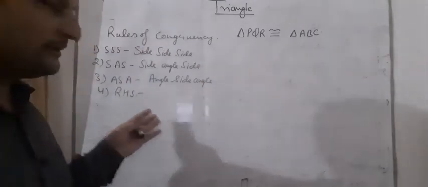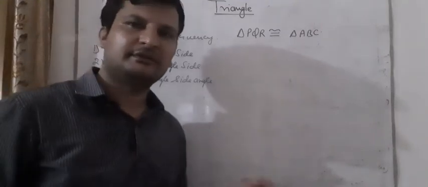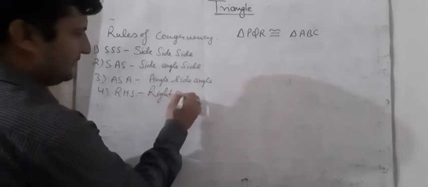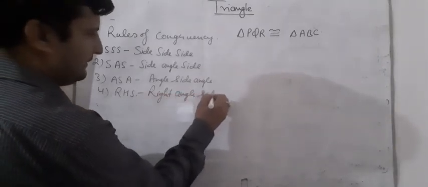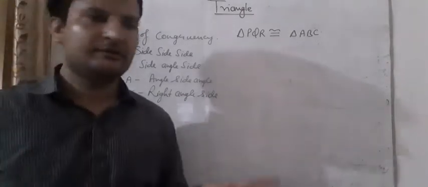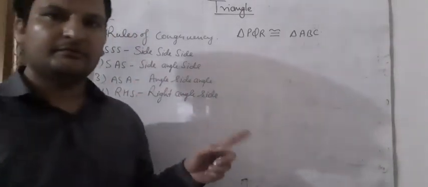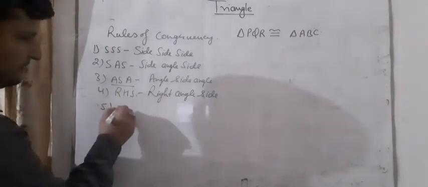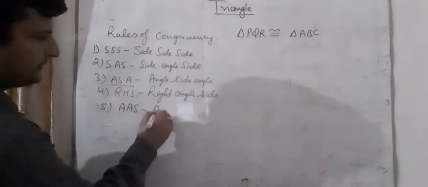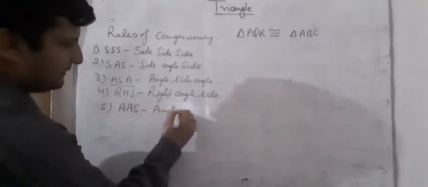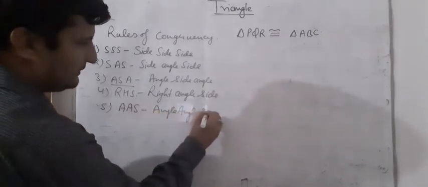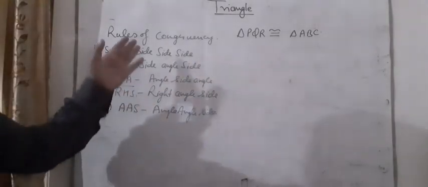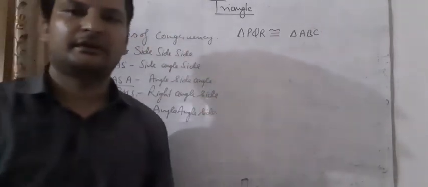Some students say that RHS means right hand side. It is not right hand side, student. RHS means right angle, hypotenuse, side. There are only four properties, student, but one more property we can use, similar to ASA: we can use angle, side, angle also. This means angle, side. Students, these are the properties to prove that two triangles are congruent.